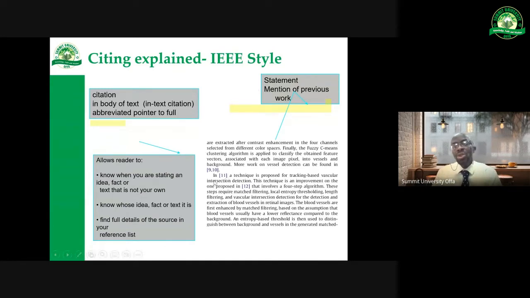Like now, you can see what you have on the screen. In [11], a technique is proposed for tracking this. So that means that [11] is the one that proposed that technique. Just hold on, please.